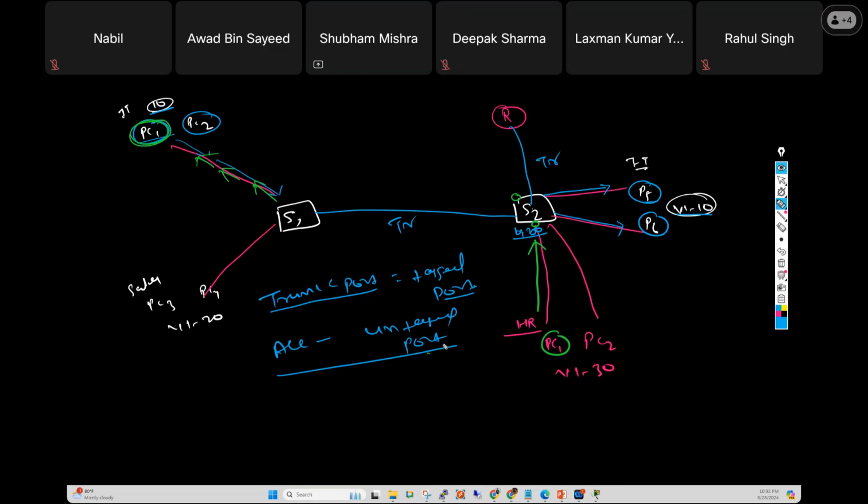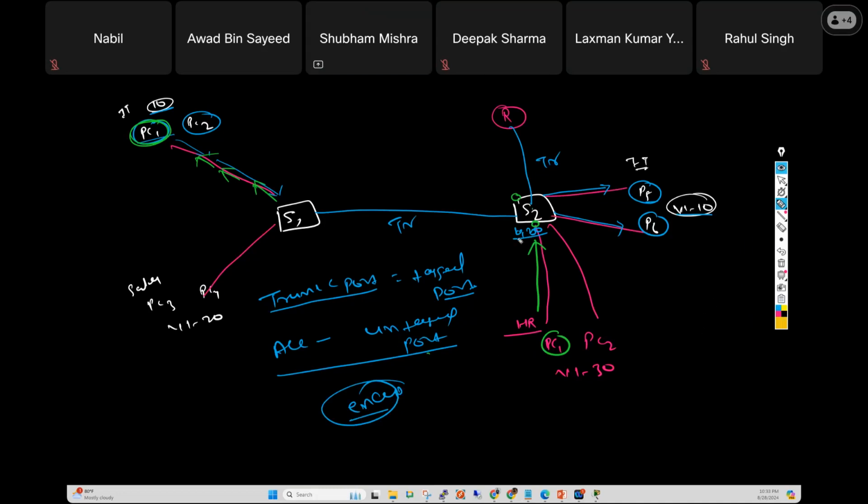So to make things clear, we have the concept of tagging. Understand, everyone? That is called tagging. And this tagging process is known as encapsulation. Now there are two things that will happen. The first one is encapsulation and the second one is decapsulation.